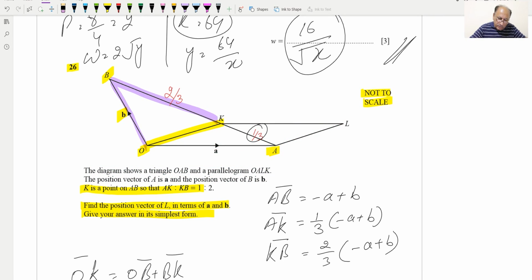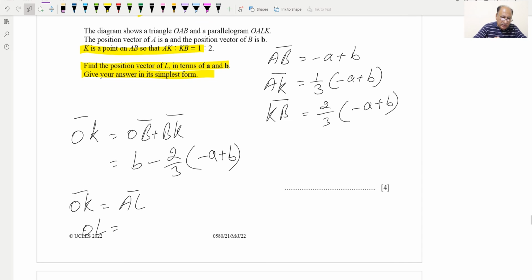How will we find the position vector of OL? If I draw OL, the direction of the OL vector will be this one. So this is OL and this will be the direction of the vector, and OL is equal to OA plus AL. So we can write OL is equal to OA plus AL.